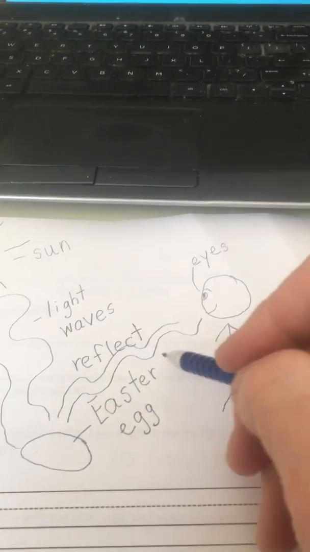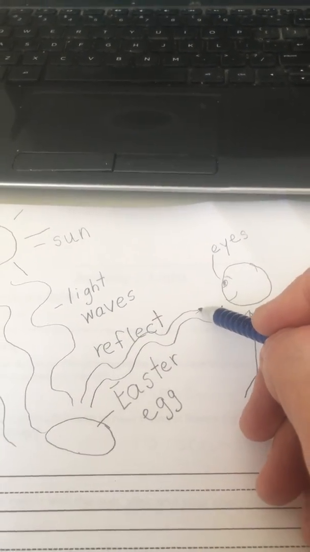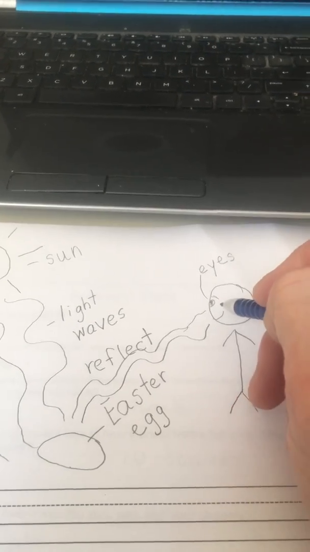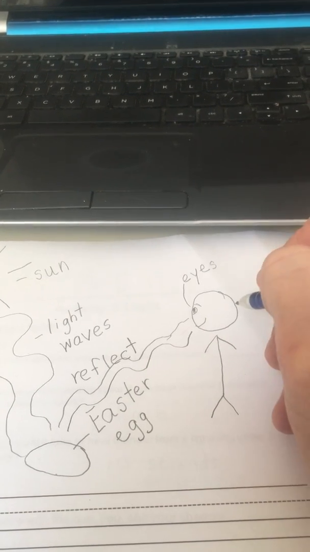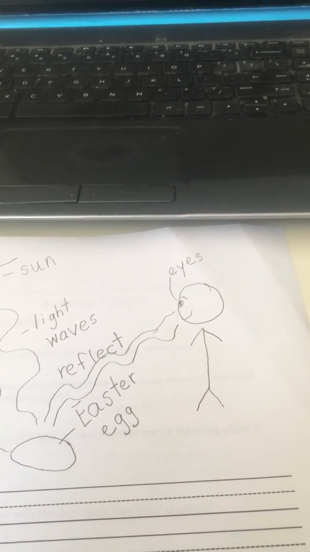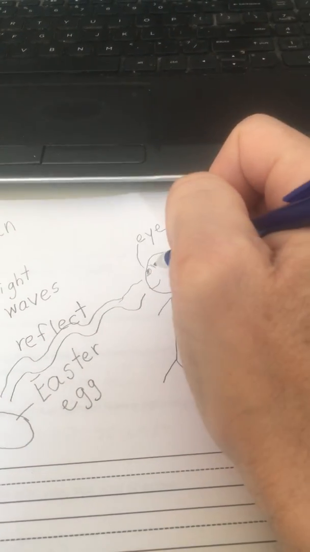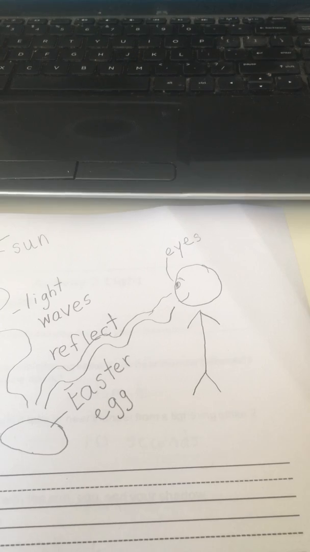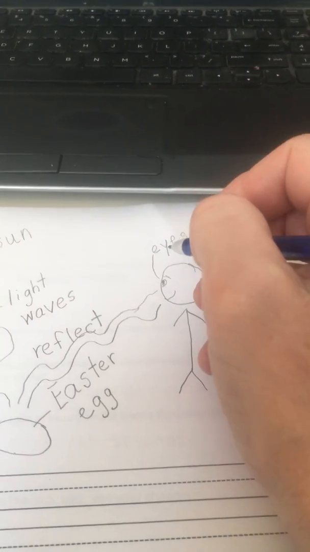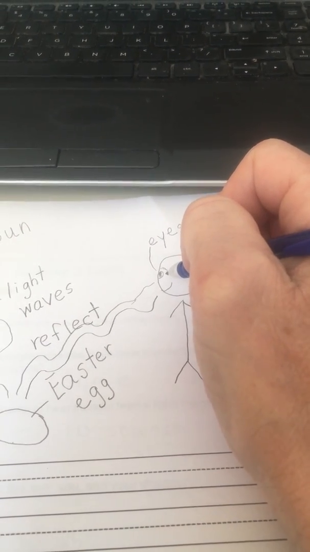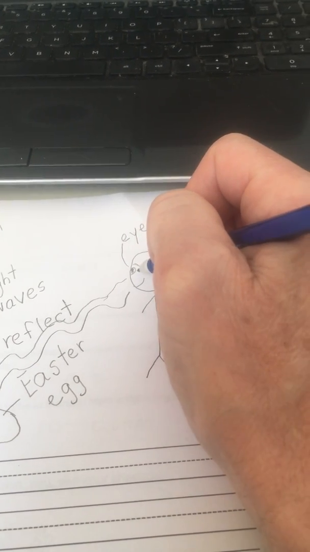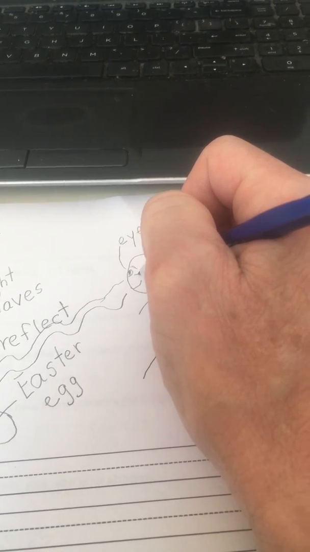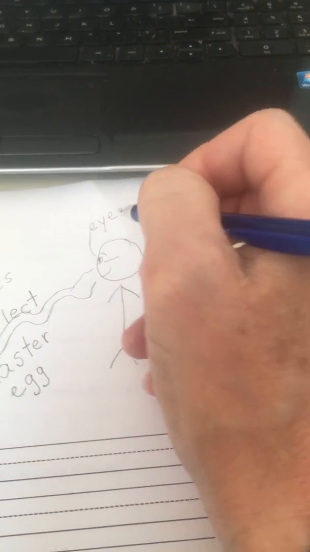E-Y-E-S. So the light waves reflect off the Easter egg and bounce up to our eyes. And when they go into our eyes, just like when the sound waves go into our ears, the next thing is then they go to our nerves and to our brain. Well, remember, nerves are like little electrical wires in our body that connect the different parts of our body and send messages around our body. There are nerves that connect our eyes to our brain.